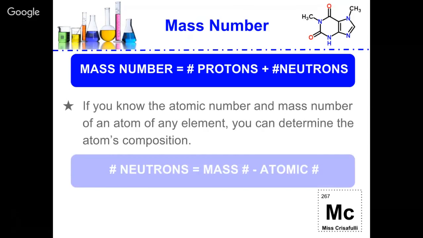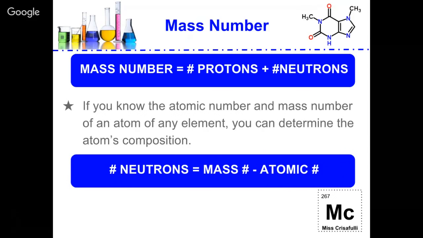So here are the two equations that you need to know. The mass number is equal to the number of protons plus the number of neutrons, and the number of neutrons is equal to the mass number minus the atomic number.